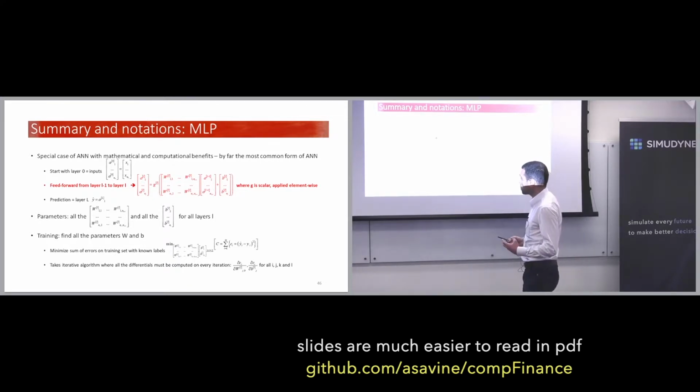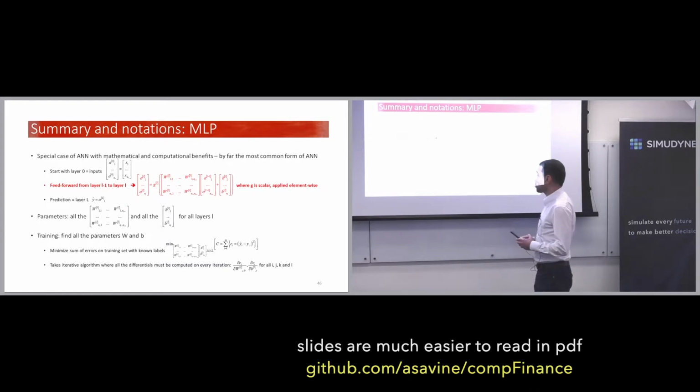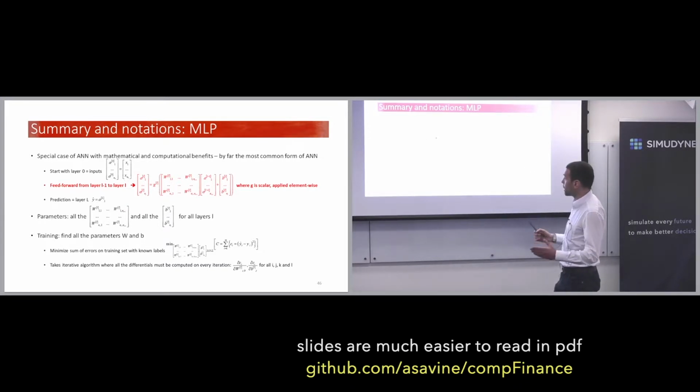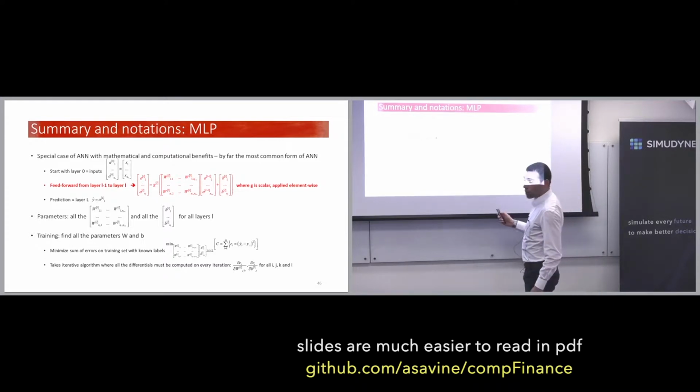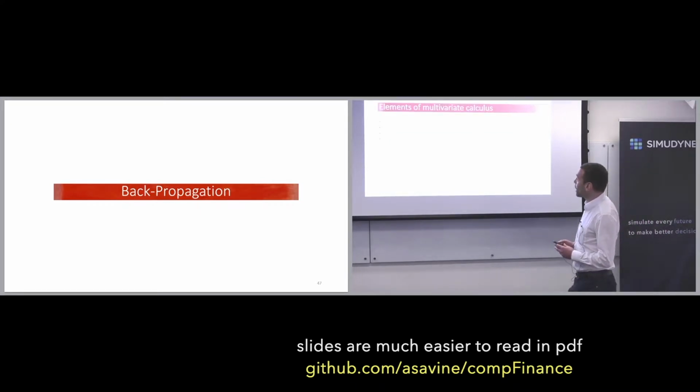And training, of course, will consist in finding the best parameters W, so all these matrices and all these biases, so as to minimize the sum of errors on our training set, just as usual. Okay? Which brings us to backpropagation. How are we going to compute all these derivatives, right? So we're finally coming into the core of the subject here.